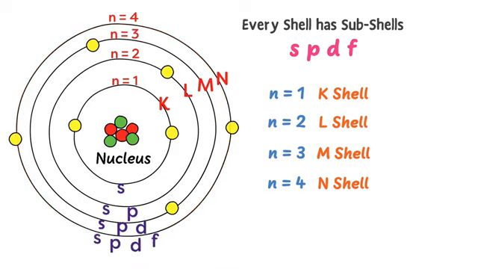while the fourth or N shell has four subshells, S, P, D, F. The easiest trick to remember the subshells is: the first shell has only one subshell, the second shell has two subshells, the third shell has three subshells, and the fourth shell has four subshells. Secondly, when you go from the first shell to the fourth shell, add one subshell successively, like S, then S, P, then S, P, D, and then S, P, D, F.